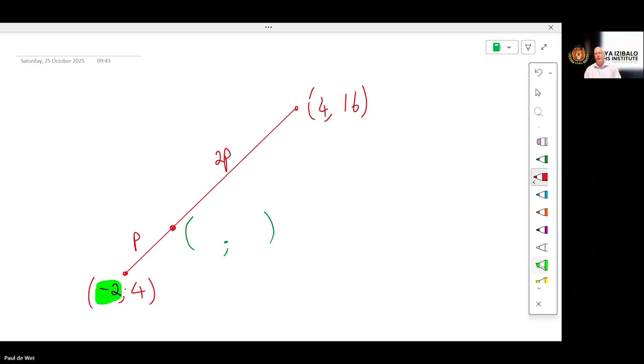Okay. How much have we run across from this point to this point? 6. What is 1/3 of 6? 1/3 of 6 is 2. So we are going to add 2.